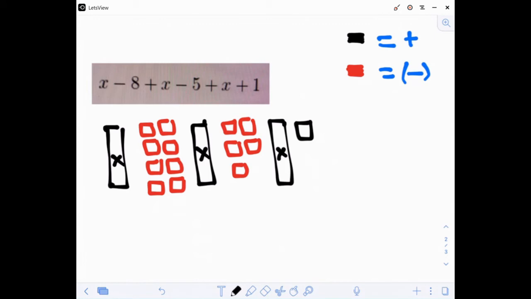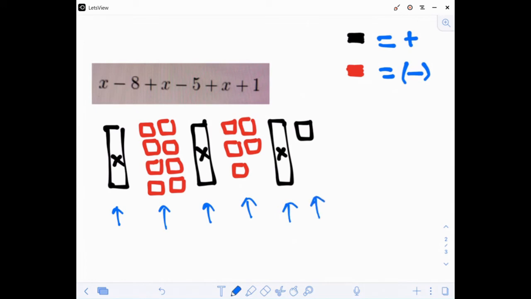The second problem, it's similar. So I represented the expression with algebra tiles. I've got my x tile. I've got my 8 negative unit tiles, my positive x tile, my -5 unit tiles, my positive x tile, and my positive unit tile.